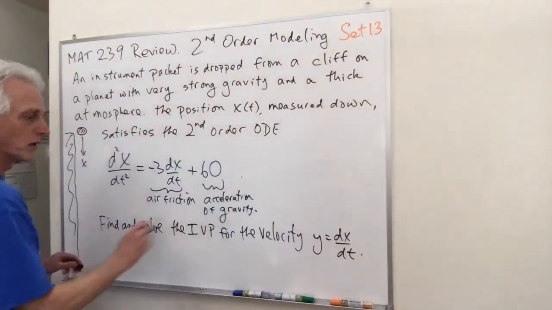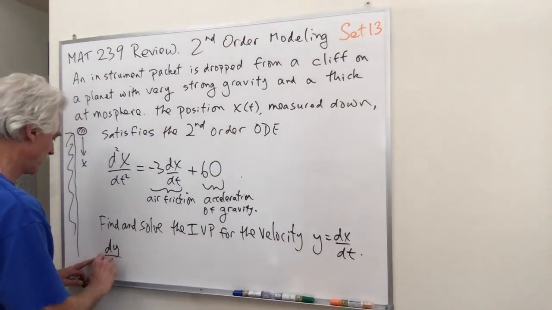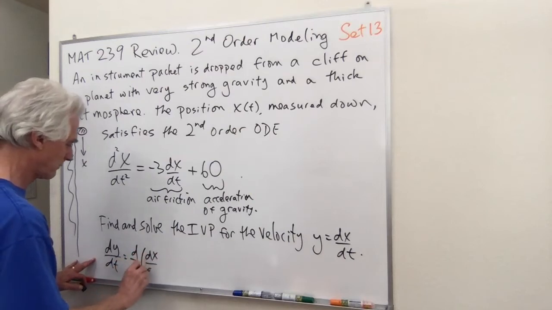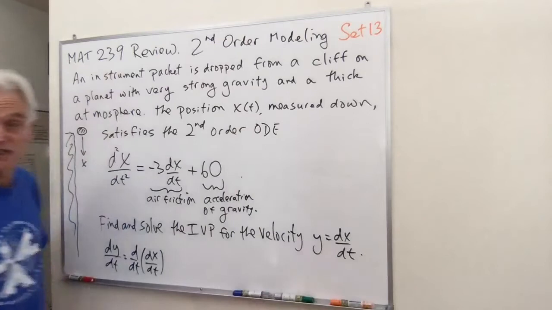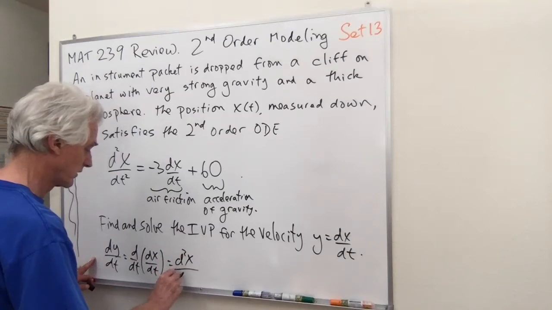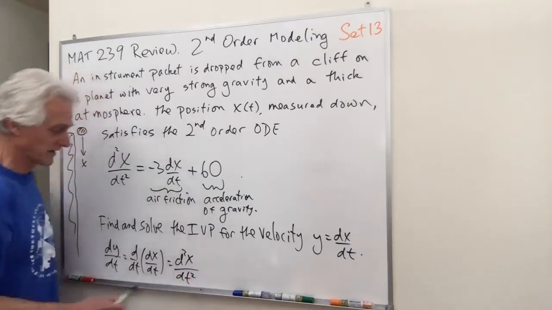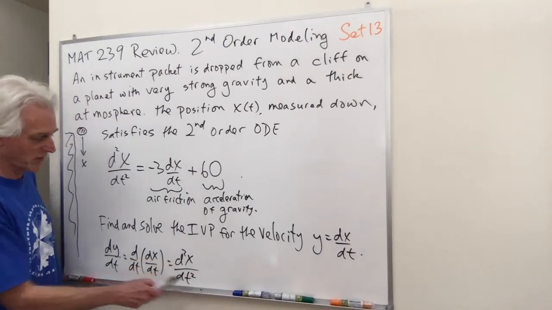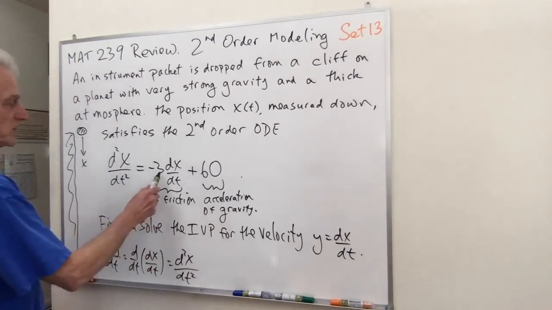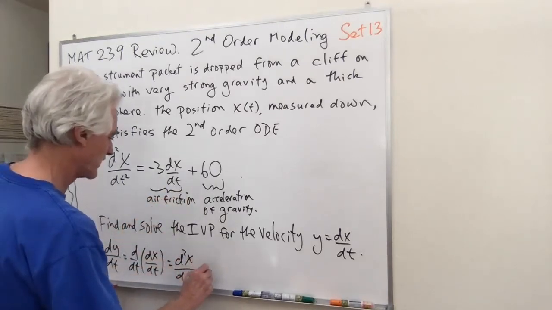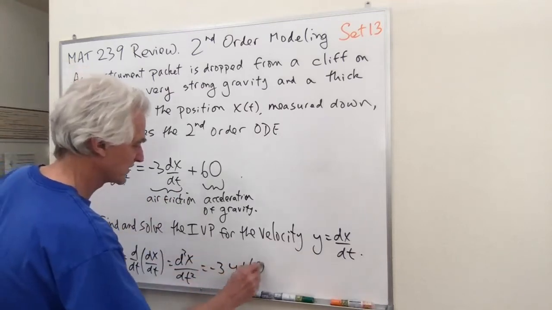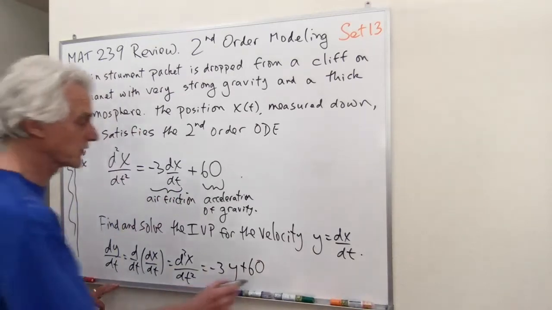Okay, so dy dt is the d dt of dx dt, right? Because y is dx dt. But this is just another name for d squared x dt squared. In fact, if you ever wondered why the 2's are where they are, it comes from this. And that's equal to minus 3 dx dt plus 60. So that's minus 3, but dx dt is y, plus 60. Okay, so that's the differential equation.